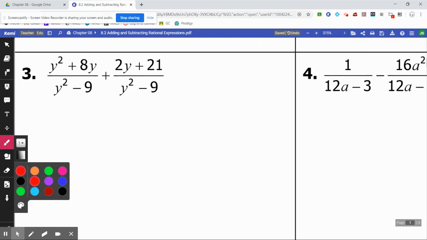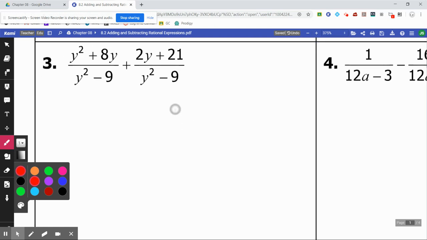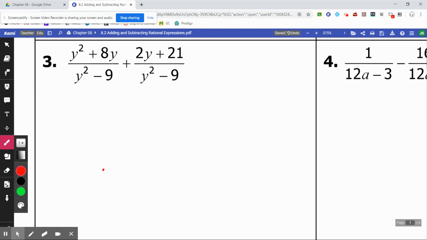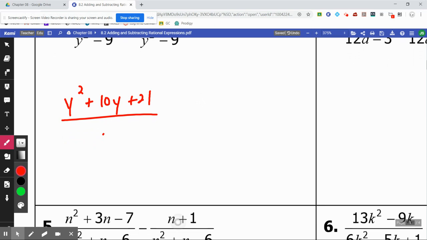Number 3, you already have a common denominator, y squared minus 9. So on top, you're simply combining like terms, and with a plus sign, you don't have to worry about distributing it, because a positive 2y and a positive 20, it doesn't change. So on top, combine your like terms, you have y squared plus 8y and 2y gives you a plus 10y plus 21 over y squared minus 9, your common denominator.